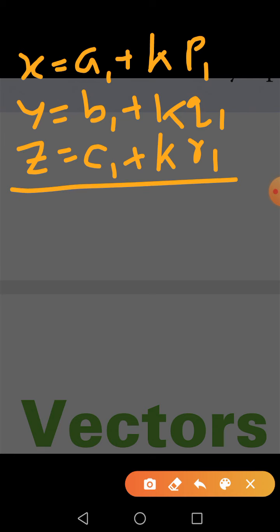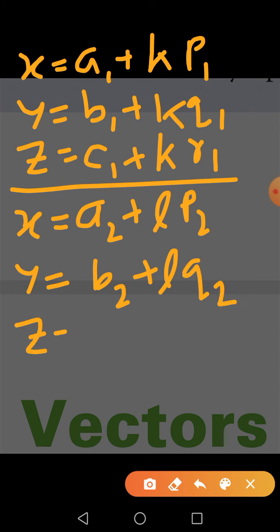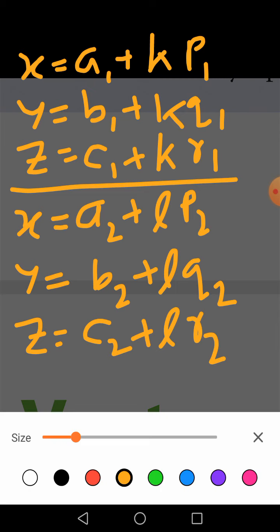Okay. Now, let us find some equations from the second line. So, x would be equal to a2 plus l into p2, then y is equal to b2 plus l into q2, and z is equal to c2 plus l into r2. Okay. So, these are the two sets of equations that we have got. Okay. Now, what to do?